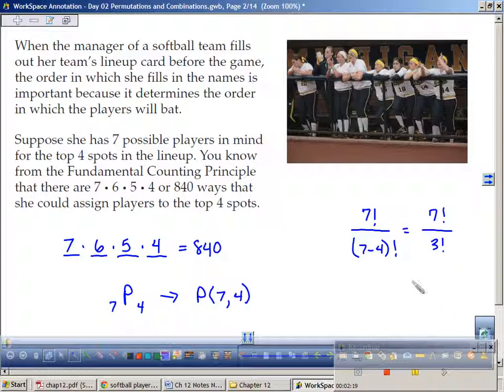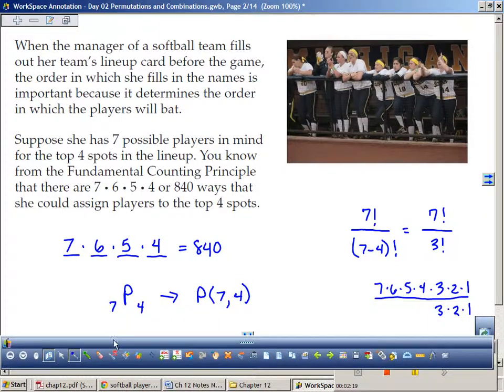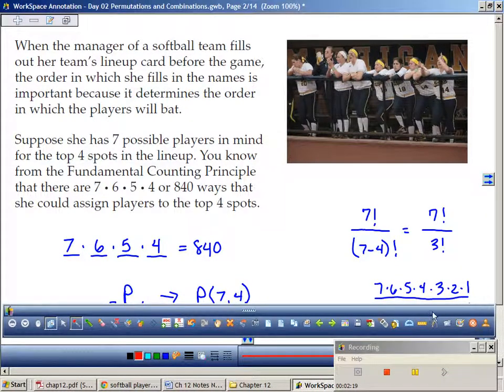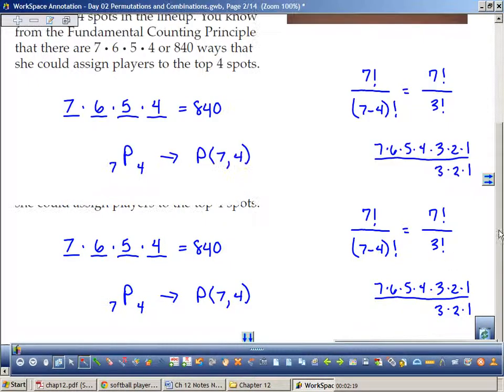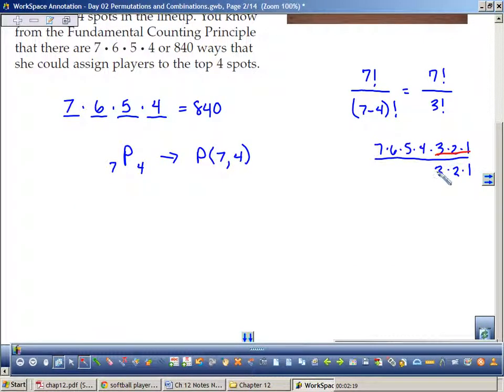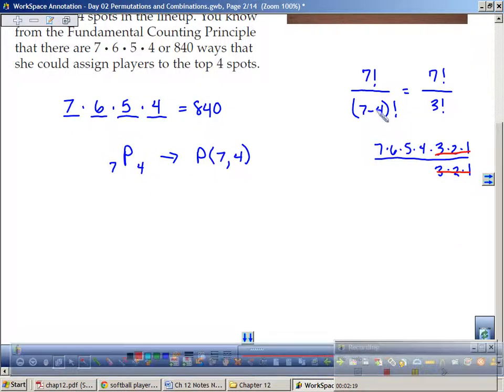3 factorial, which makes sense because if you think about this, 7 times 6 times 5 times 4 is really 7 factorial. 7 times 6 times 5 times 4 times 3 times 2 times 1, but the 3 times 2 times 1 has been eliminated. Just like this. So because of that, it's 7 times 6 times 5 times 4. So it works out like this.